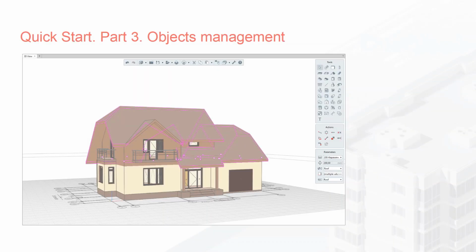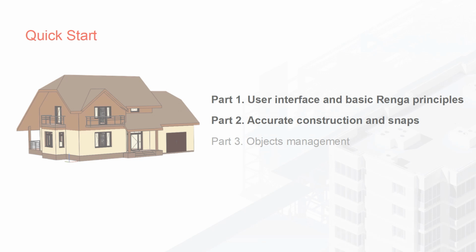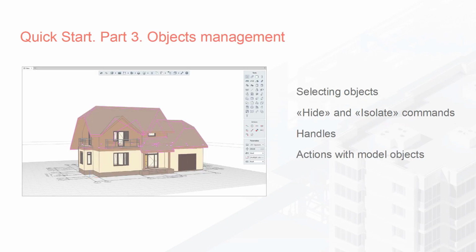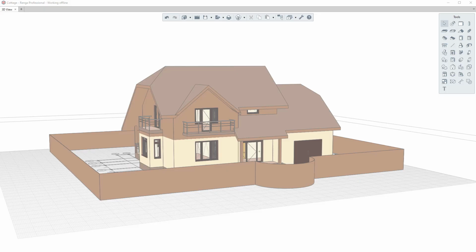This video is the third in the Quick Start series of lessons. We recommend that you take the lessons Part 1, User Interface and Basic Renga Principles, and Part 2, Accurate Construction and Snaps, first. In the third part we will study selecting objects, hide and isolate commands, handles, and actions with model objects. We will continue to use the 3D model of the cottage from the first two parts.